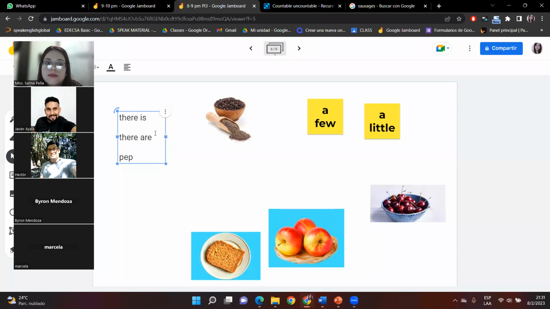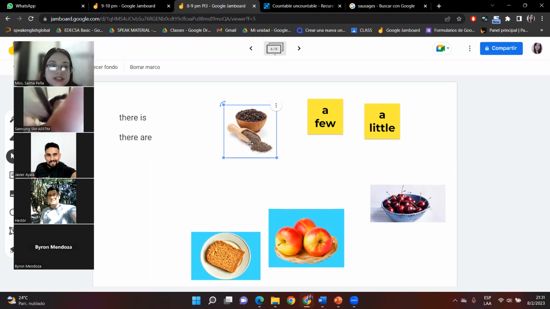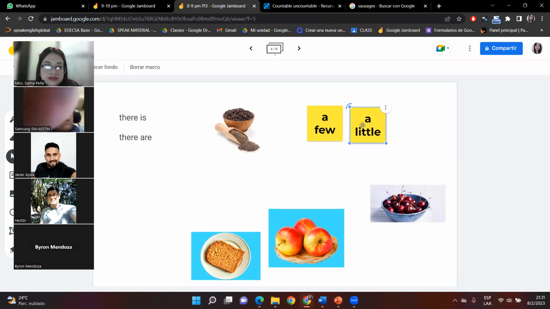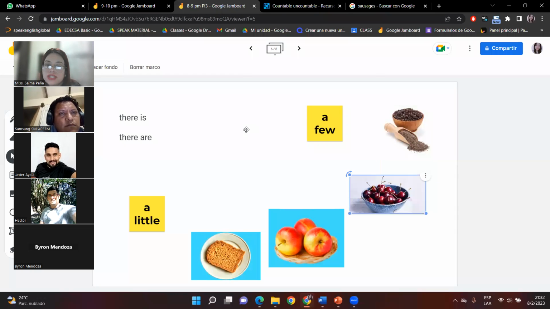Okay. So pepper, is it countable or uncountable? Uncountable. Yes. And do we use a few or a little? A little. There is a little pepper, exactly. Because it's uncountable, the quantifier should be for uncountable. Okay, perfect. Now if I change, Abby, what is it?